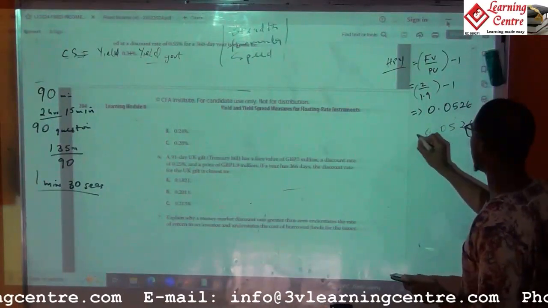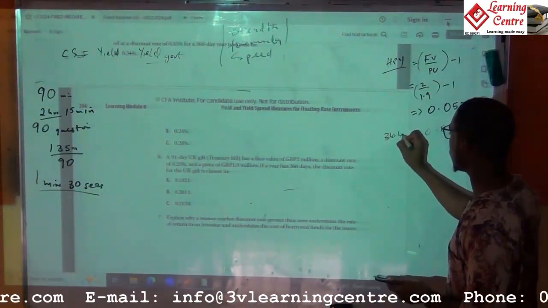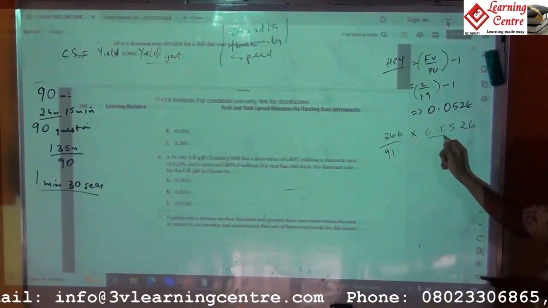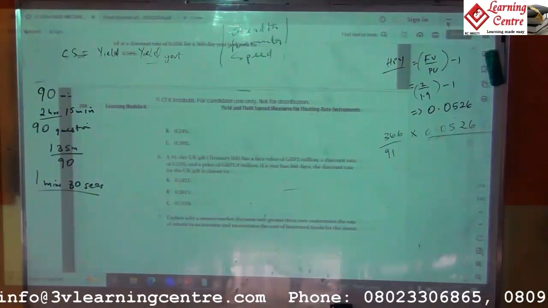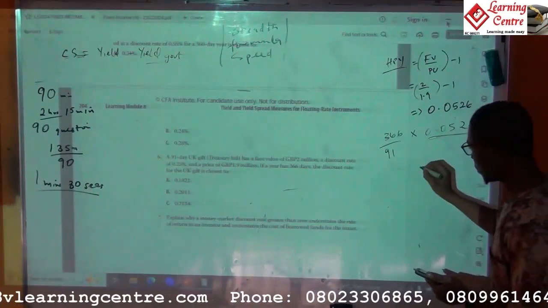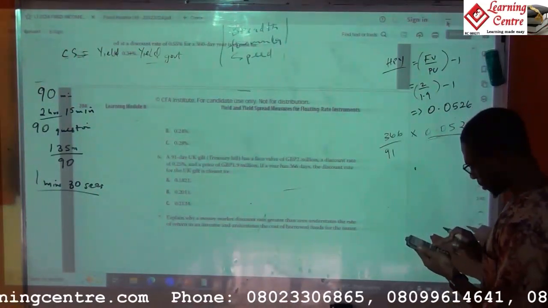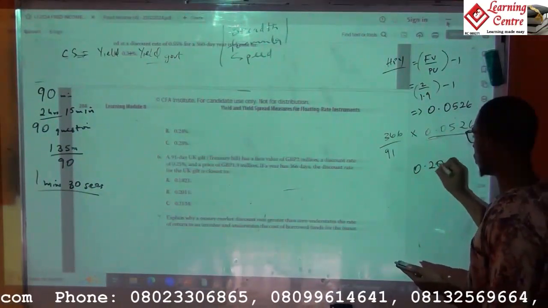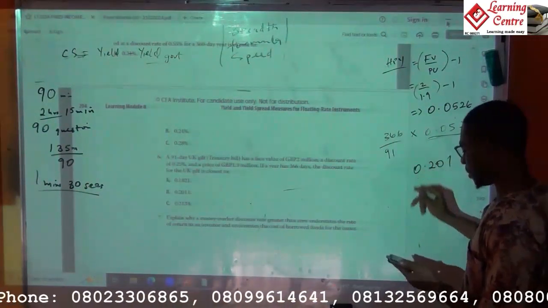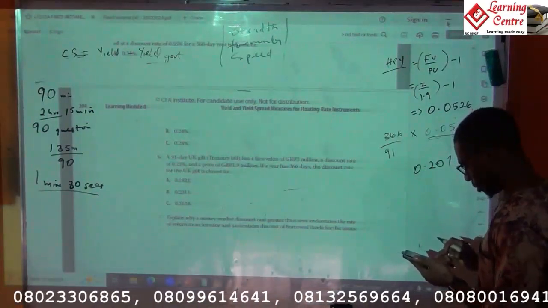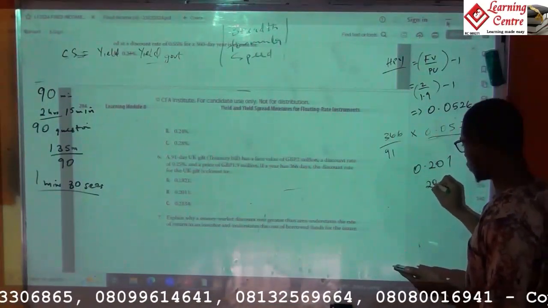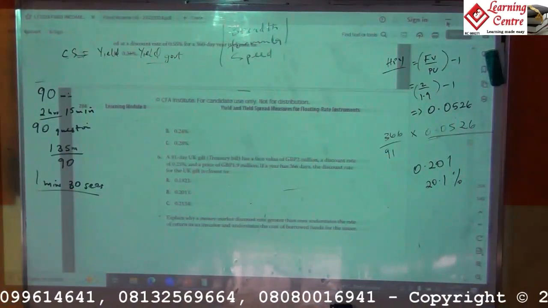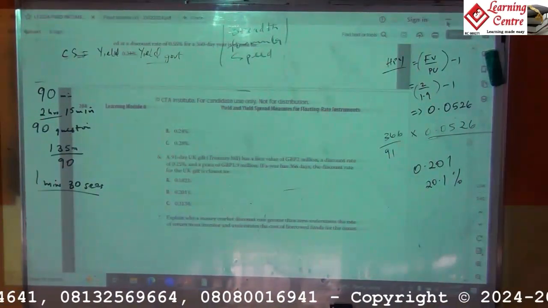0.0526 multiplied by 366 over 91. I want to analyze this figure. For the 91 days that I'm holding the instrument, I'm getting this. Right. So let's do that. What do we get? 0.201. In percentage terms, that would be 20.1%. Are we following?